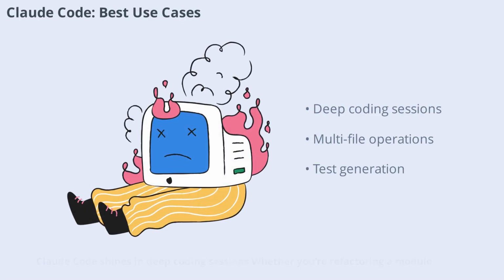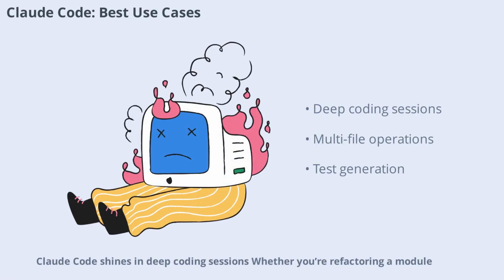Claude Code shines in deep coding sessions. Whether you're refactoring a module, debugging a complex issue, or building a new feature, it understands your entire codebase. It can read multiple files, trace dependencies, and make coordinated changes. Need to rename a function across your project? Claude Code handles it natively. It's also great for generating tests, exploring codebases, and managing Git workflows, all from natural language commands.